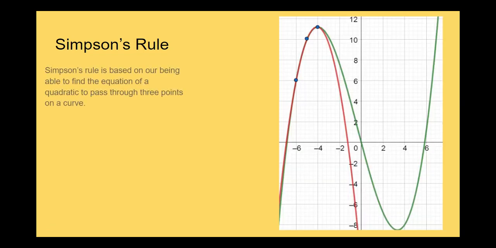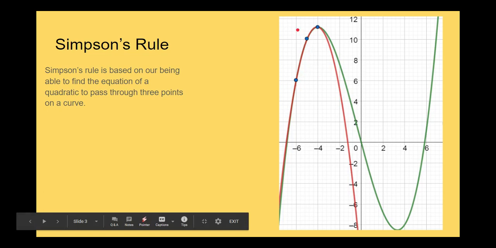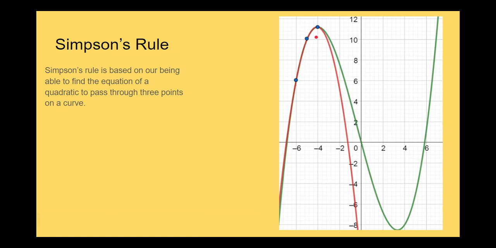Now, here we've got two curves, and the curve that we're interested in is the green one, and we can see there's 3 points that are placed on the green curve. That's our function. We're interested in finding the area between our green curve and the x-axis. But what we're able to do is, if we've got 3 points, we can plot a quadratic curve through them. And while our red quadratic isn't exactly the same as the green curve, which is actually a cubic, certainly over those 3 points, it's mighty close.